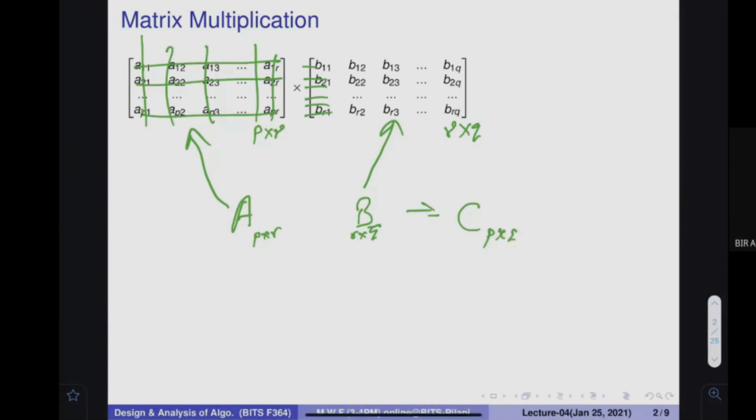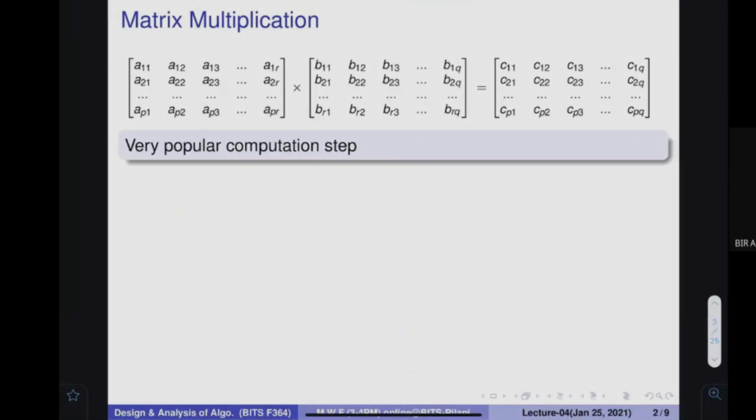So everybody knows this. Okay, any questions on that? So we get a new matrix, and the size is what? P cross q. The first matrix was p cross r, the second matrix was r cross q, and the answer that we get is p cross q.